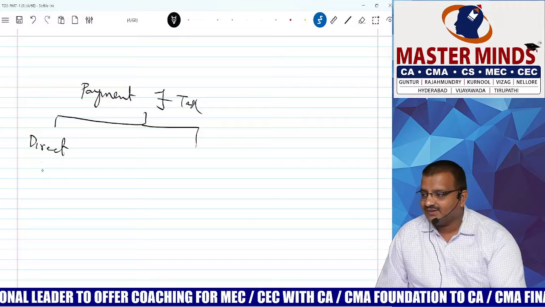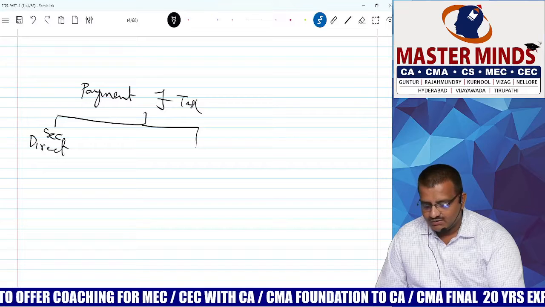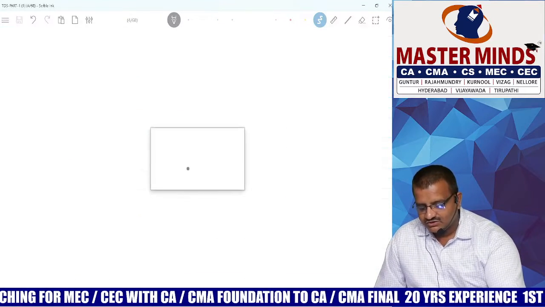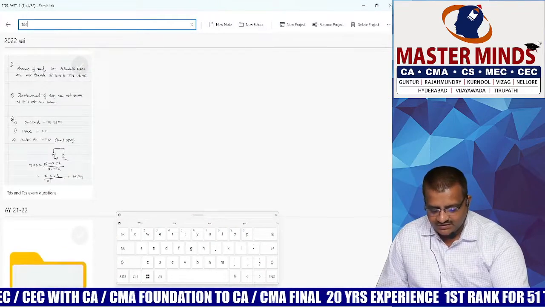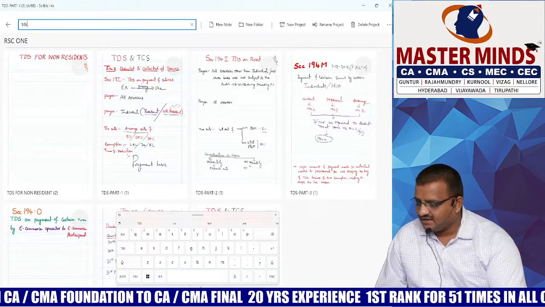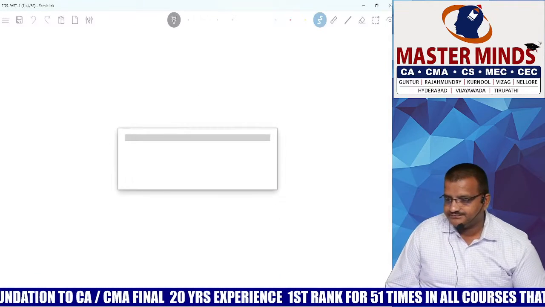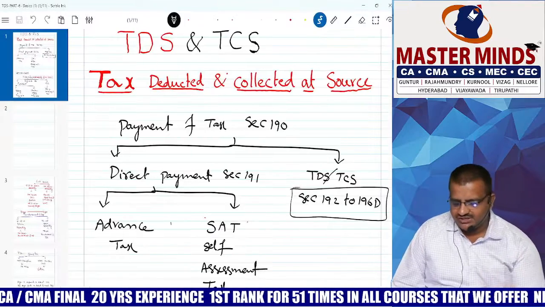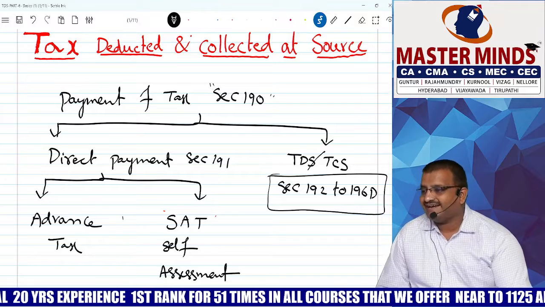That is nothing but section number 191. I repeat, section number 191. So that is the direct way of payment of tax. There are two things. First one is called advance tax. Common sense, who will pay the advance tax? Answer, ourselves. Correct? Ourselves only. See the word payment of tax, that is section number 190.